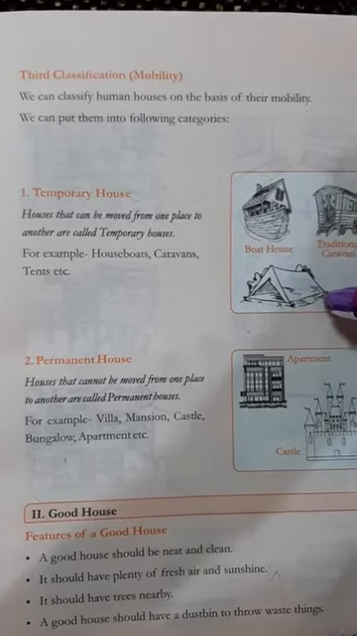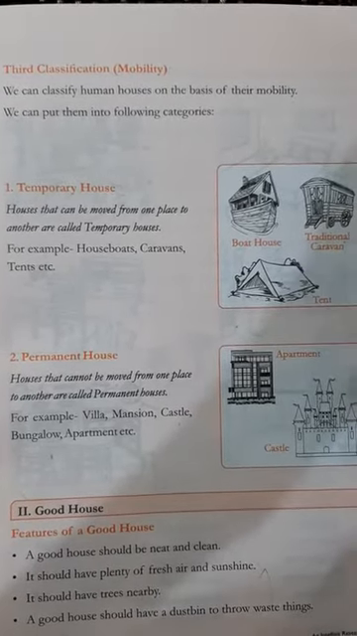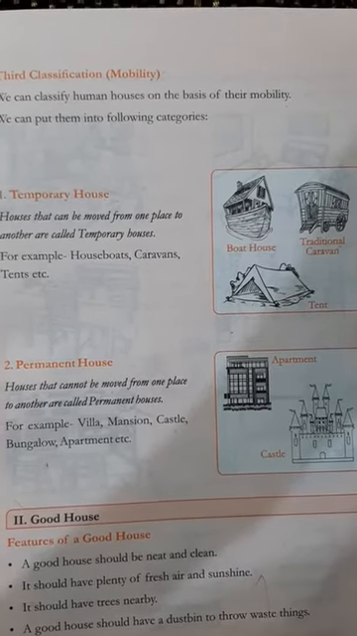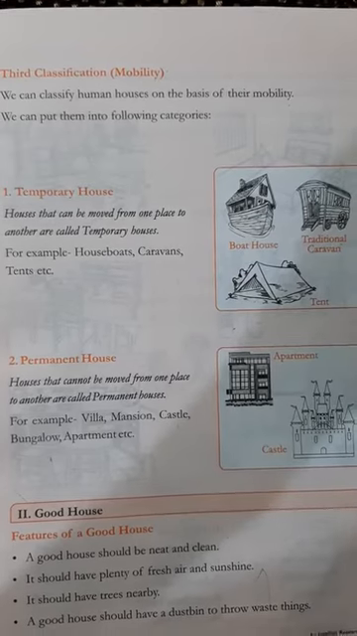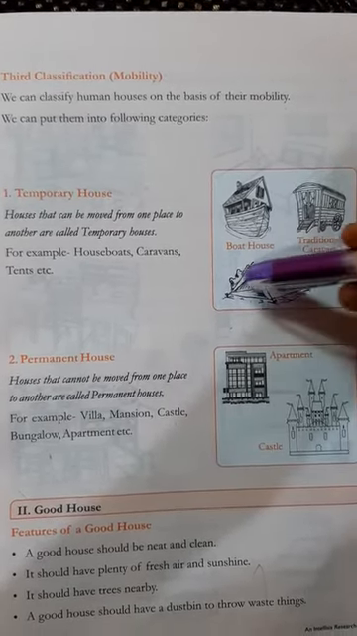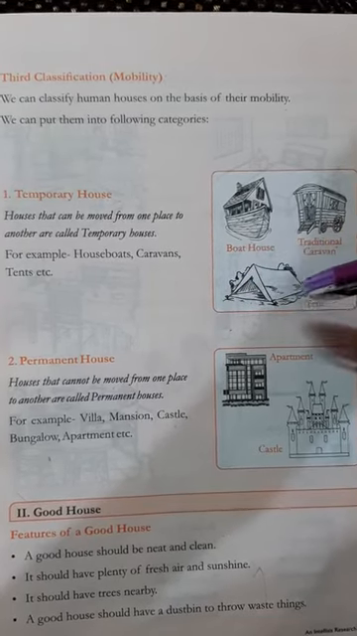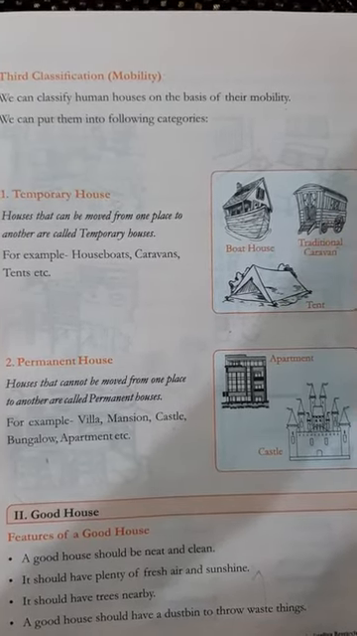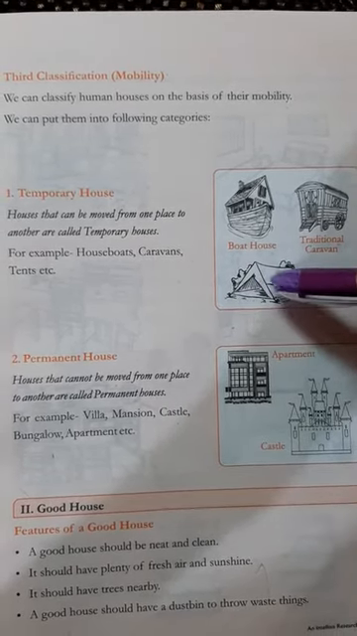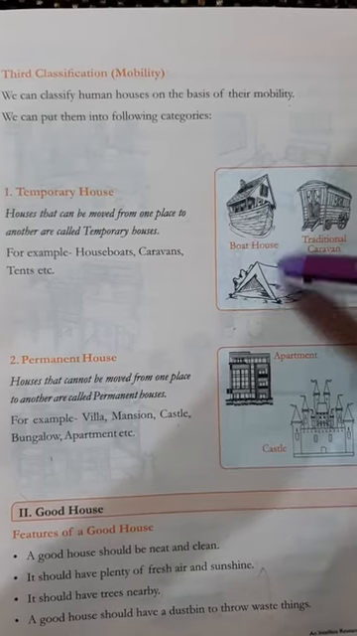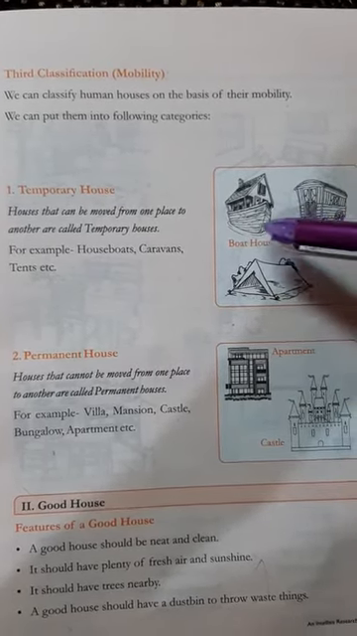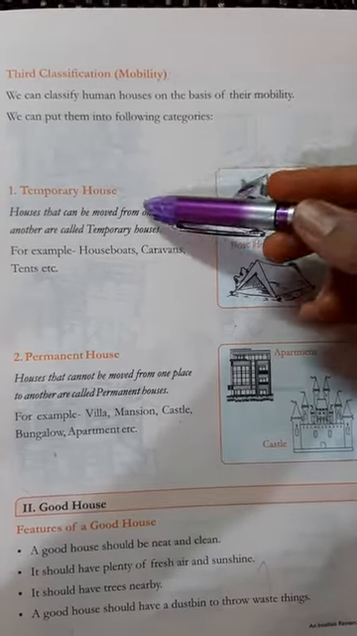Tent. What is a tent? It is a type of cloth which can be changed into a house. How? As it is stretched or tied to poles. This type of house is used by mountaineers during their camping, and they can easily live in it. This is all about the temporary house.